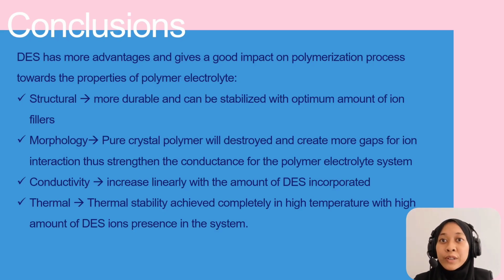Then, for conclusion, deep eutectic solvent has more advantages and gives a good impact on the polymerization process towards the properties of polymer electrolyte. From structure, it will be more durable and can be stabilized with an optimum amount of ion fillers. From the morphology, the pure crystal polymer will be destroyed and create more gaps for ion interaction, thus strengthening the conductance for the polymer electrolyte system. Then for conductivity, it will increase linearly with the amount of DES incorporated. And the last one, for thermal, the thermal stability will be achieved completely at high temperature with a high amount of deep eutectic solvent ions present in the system.